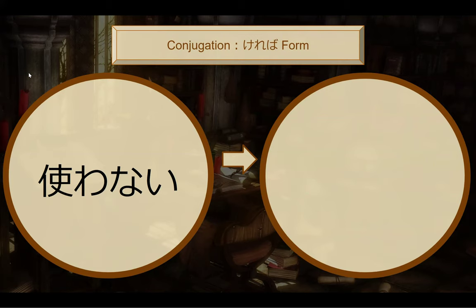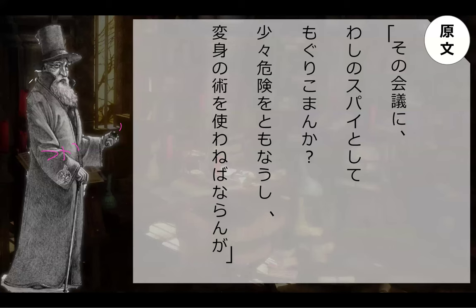Kereba. If I do that. Yes. Tsukawanai, tsukawa, tsukawa wa, nakereba. Yes. Okay, here is our last line of the day.